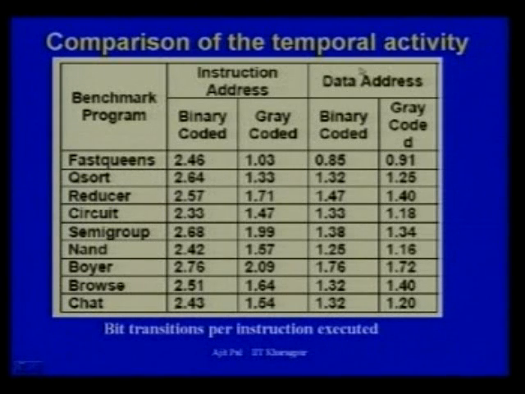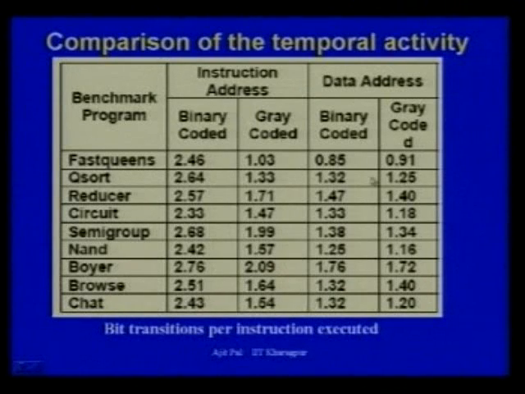However, it has no impact on the data bus. The reason is data is highly uncorrelated, because you have stored haphazard data and they are not correlated. As a consequence, you do not get a similar kind of benefit on the data bus, as you can see in this table. Sometimes there is a reduction, but sometimes there is an increase in the switching activity, which is represented by the number of bit transitions per second.